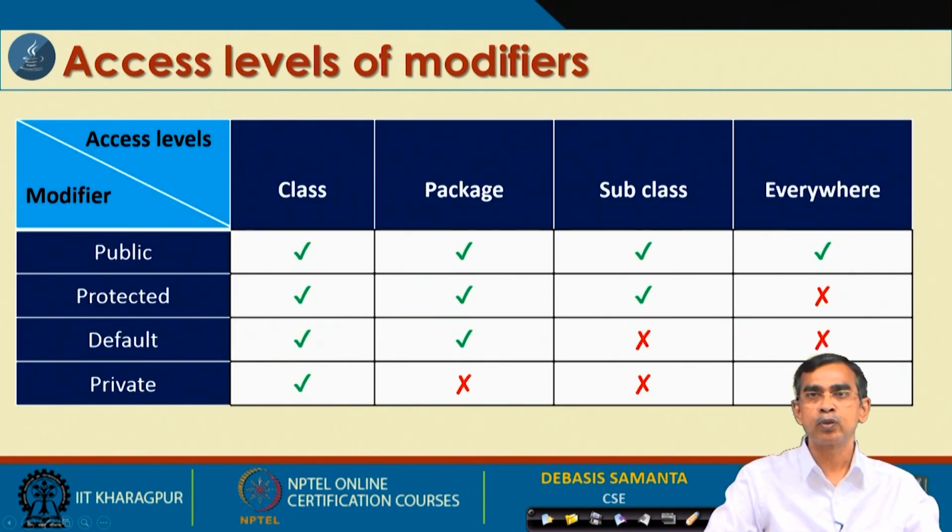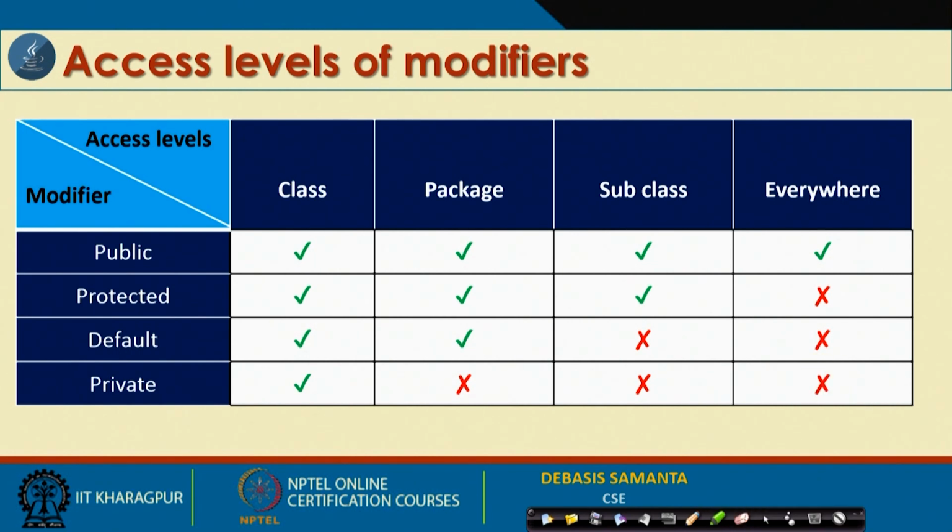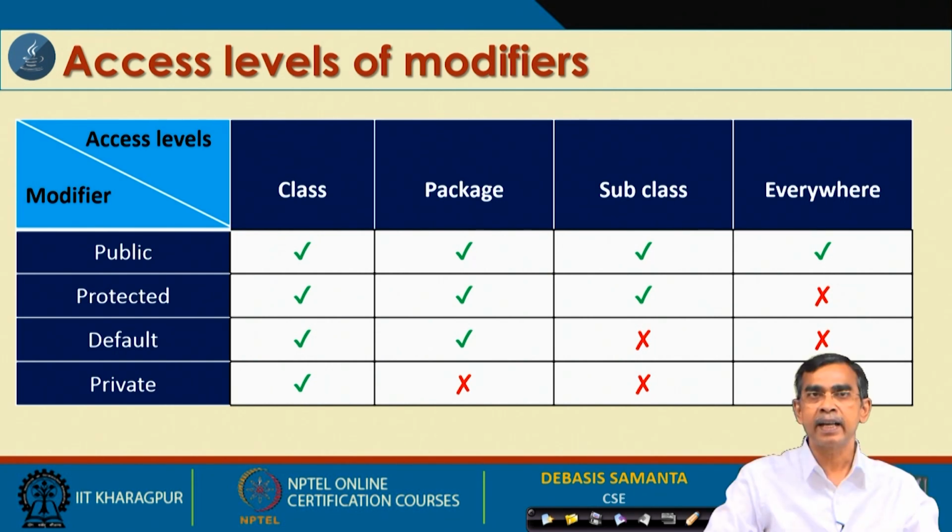Now, the scope can be understood from this table. We have mentioned the access levels and the 4 modifiers that we have discussed. So far as public is concerned, any class has access to a public member, any package also has access to that member, any subclass, from anywhere. If it is public, it is like global. Anybody can see it, use it, print it, and change the value.